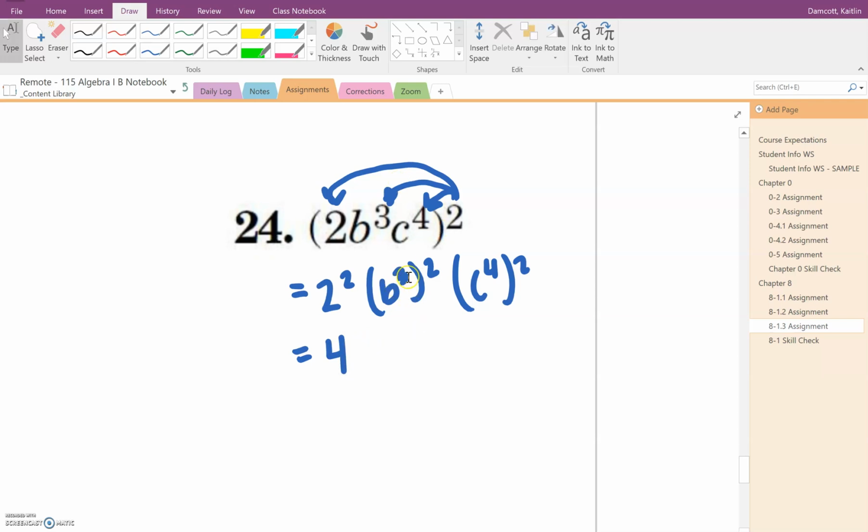We've got b to the third to the second. A power to a power means we have to multiply these exponents. So 3 times 2 gives us 6. So we've got b to the 6th power, and then c to the 4th to the 2nd power. Again, we're just multiplying the exponents. So we'll keep the base of c, and then we want to do 4 times 2, which is 8.